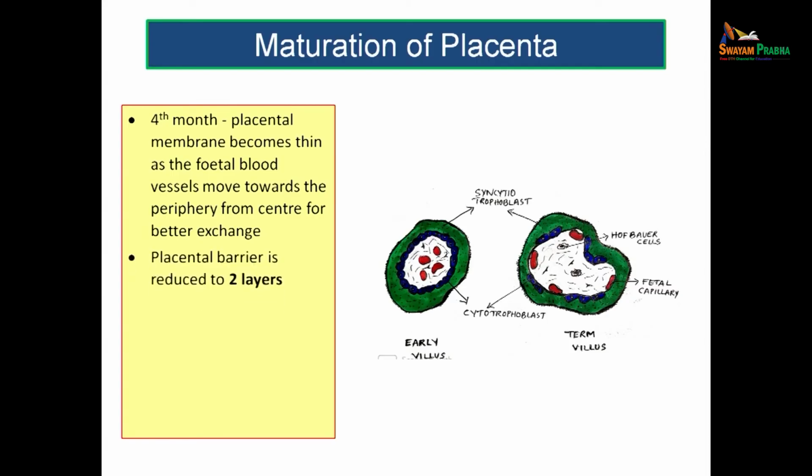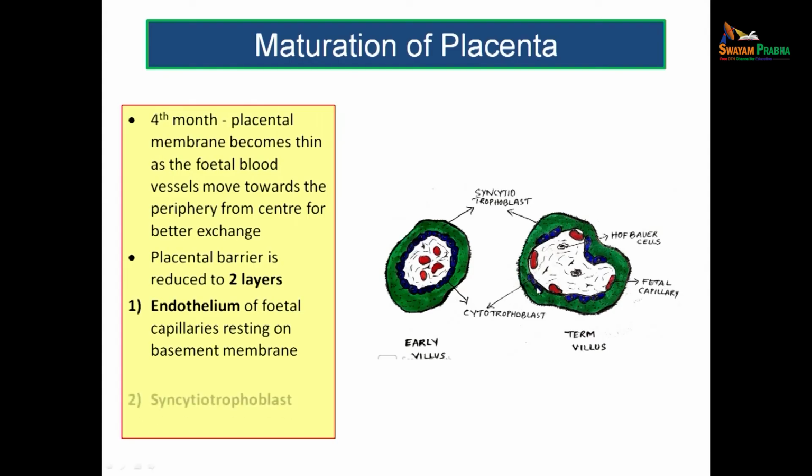So the placental barrier is actually reduced into 2 layers as the placenta becomes matured. Which are the 2 layers which you get? Till now we mentioned the 4 layers, but as the placenta gets matured, the fetal capillaries from the center move on to the periphery. As it gets matured, the endothelium of the fetal capillaries will be seen closer to the maternal blood, and the intervening tissue will be the syncytial trophoblast. The cytotrophoblast layers will be moving away.